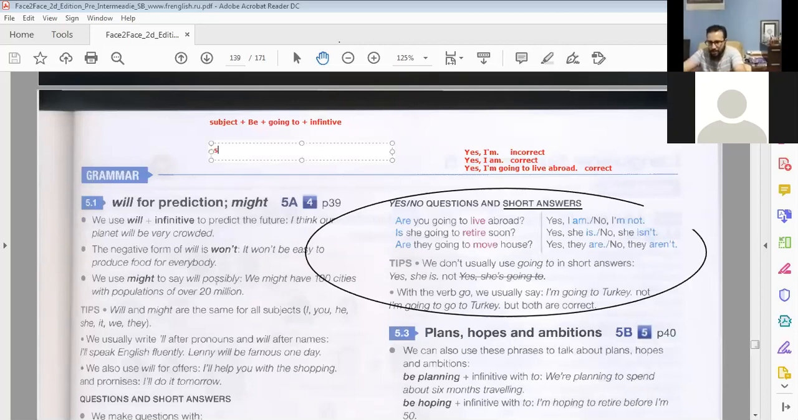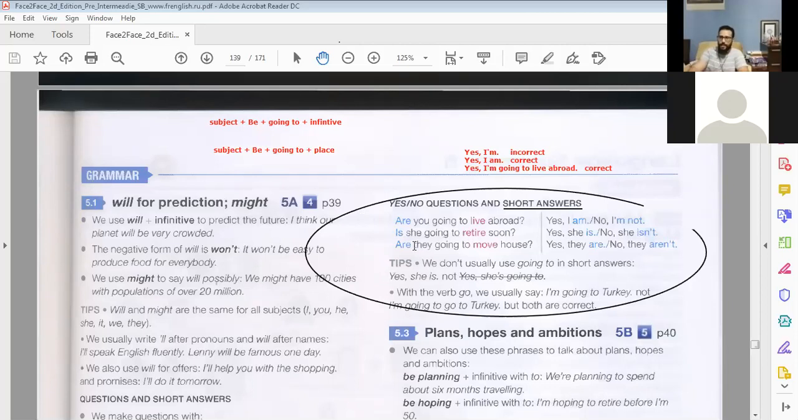So you can only say subject plus verb to be: I am going to, and there's no infinitive, place. Do you get the idea? Yeah. So this is what the second tip means here.